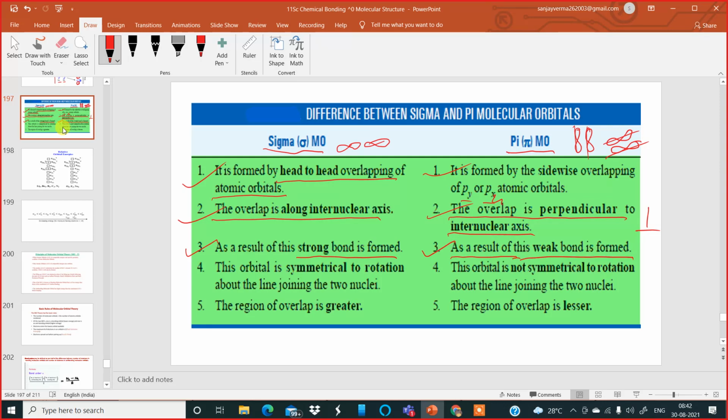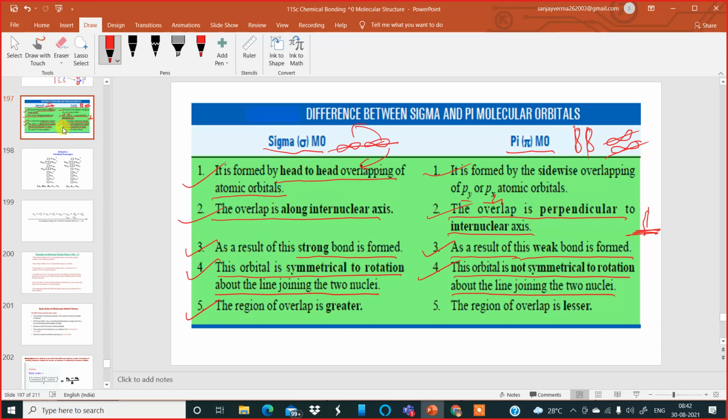Number four, under sigma molecular orbital, this orbital is symmetrical to rotation about the line joining the two nuclei. It is symmetrical. It can rotate. If they combine, it can rotate. You can rotate it either this way or this way also. But in the case of pi molecular orbital, this orbital is not symmetrical to rotation because it is perpendicular to the nuclear axis. That's why it's difficult to rotate. It is not symmetrical to rotation about the line joining the two nuclei. So this makes things difficult, and because of this impossibility of rotation, it forms weak bonds.